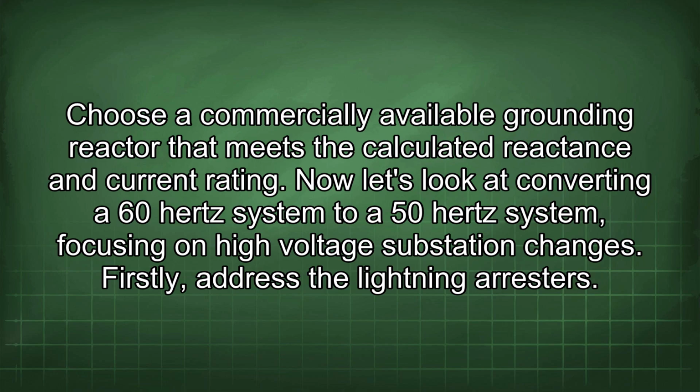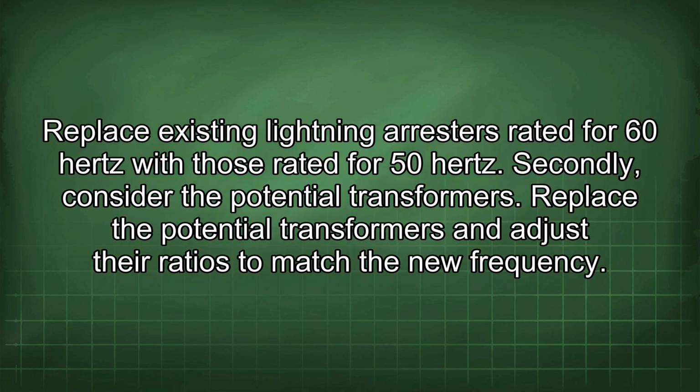Now let's look at converting a 60 Hz system to a 50 Hz system, focusing on high voltage substation changes. Firstly, address the lightning arresters. Replace existing lightning arresters rated for 60 Hz with those rated for 50 Hz. Secondly, consider the potential transformers. Replace the potential transformers and adjust their ratios to match the new frequency.